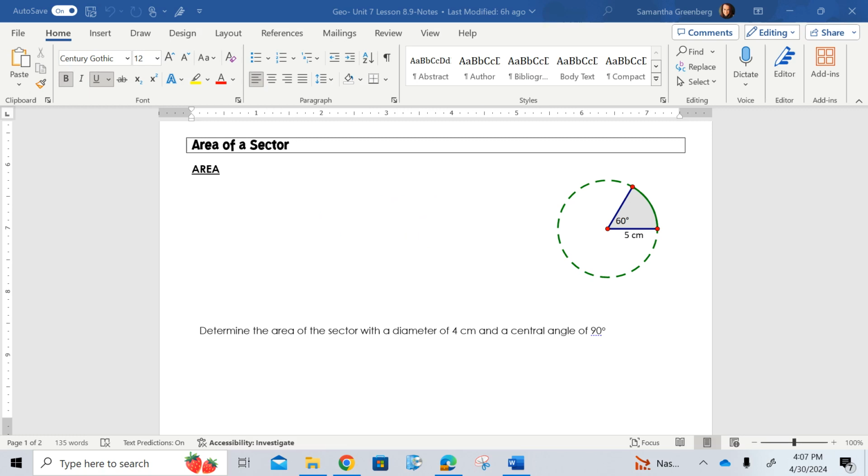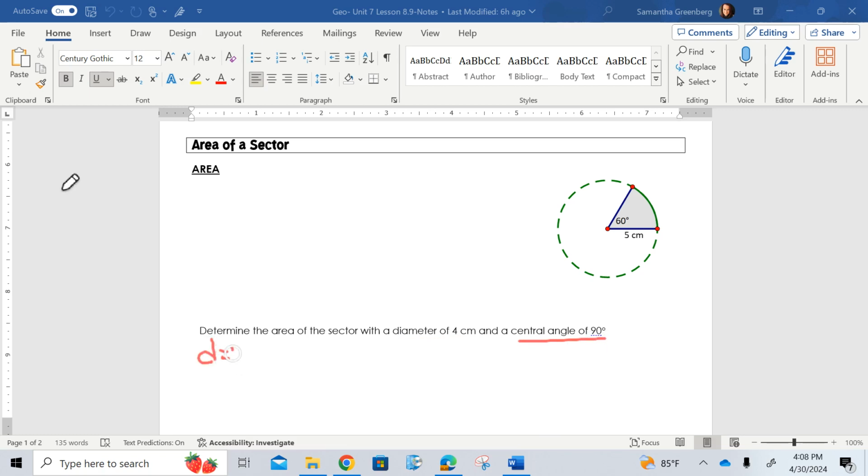All right. Now, our second example problem, just like last time, if you want to pause, try it on your own, and then come back and check your work, that is completely fine. I recommend that. If you just want to follow along, you are more than welcome to do that as well. So we're going to determine the area of our sector. This time we have a diameter of 4 centimeters and a central angle of 90 degrees.